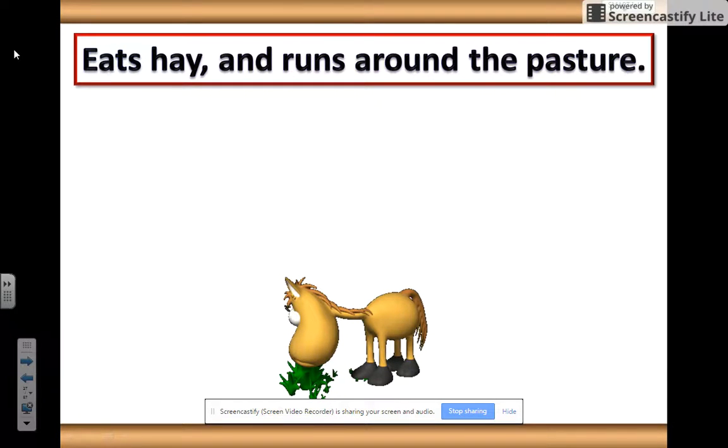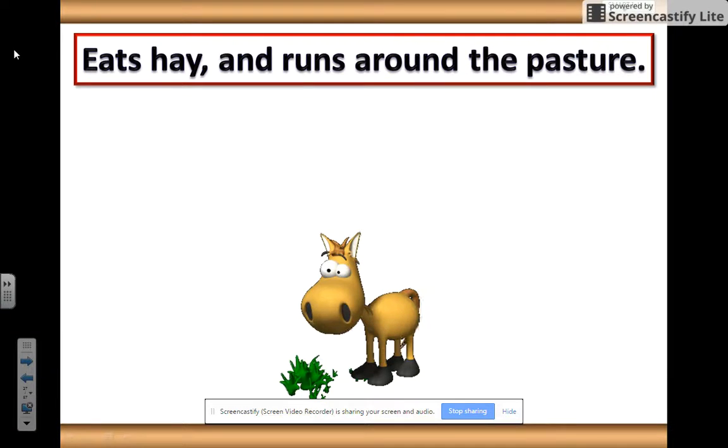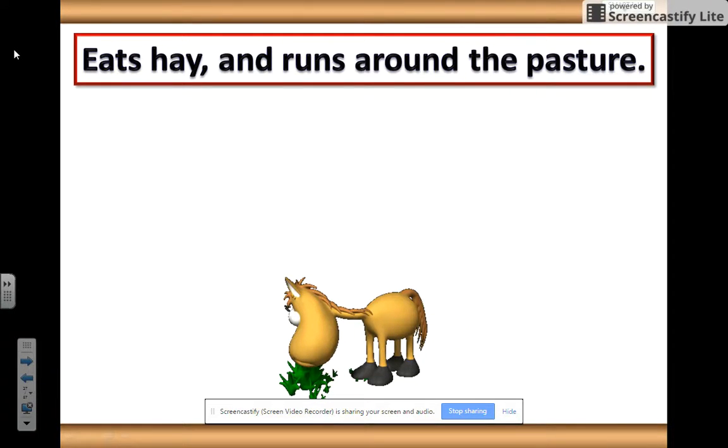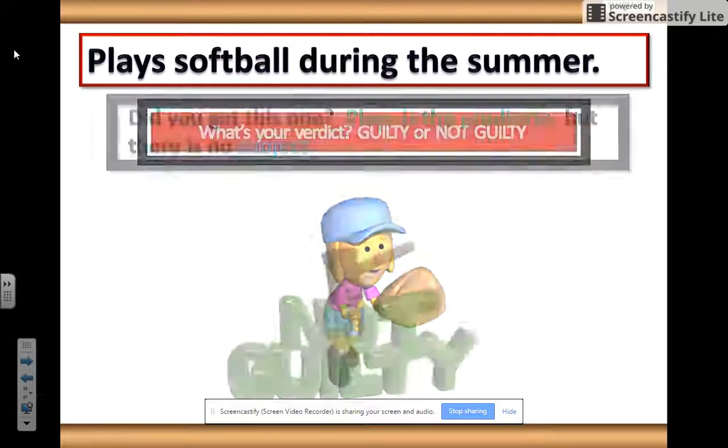Runs around in the pasture. Notice how this starts out with a verb. This whole thing is a predicate. We need to make it a complete sentence by adding a subject, so we can put something like the horse runs around in the pasture.